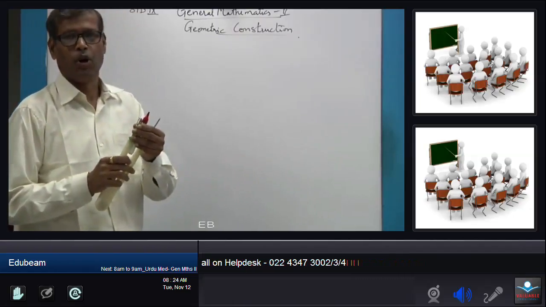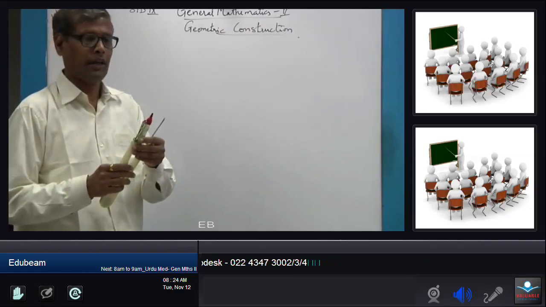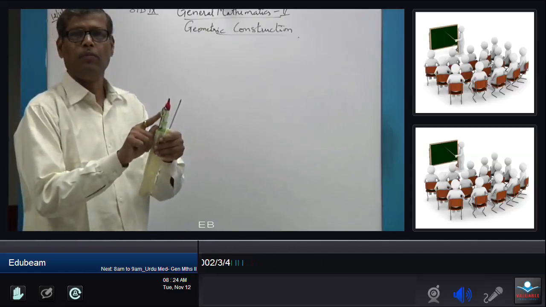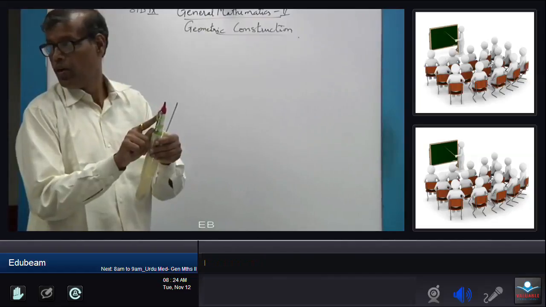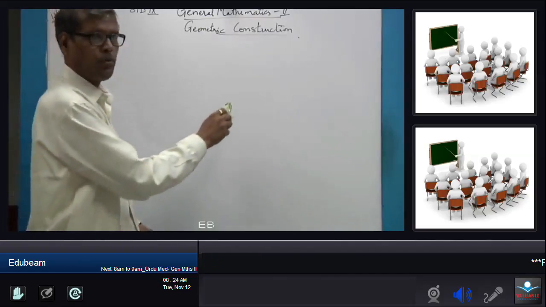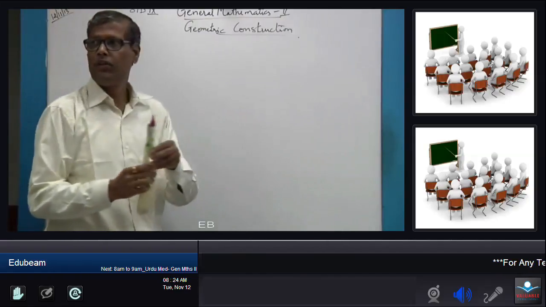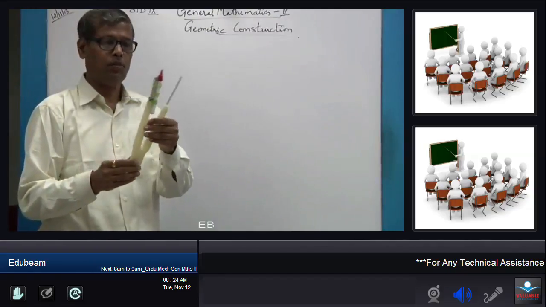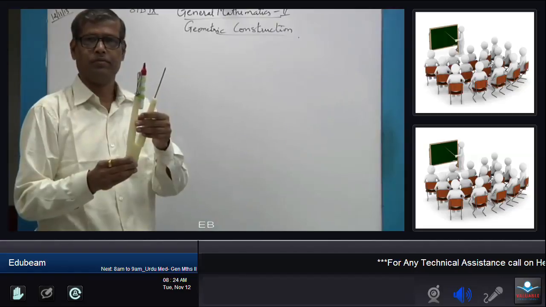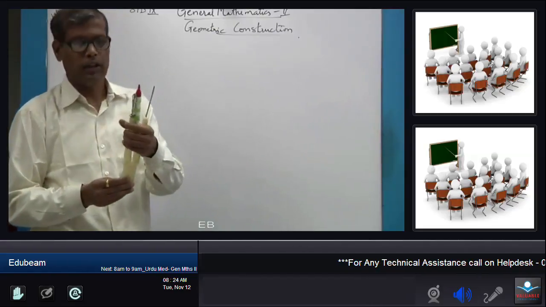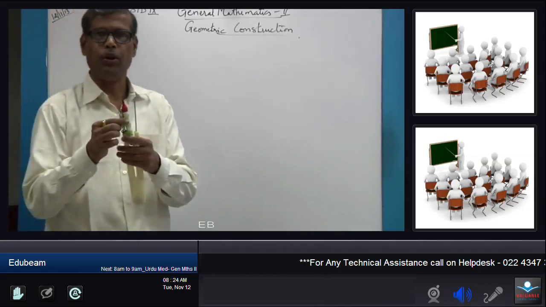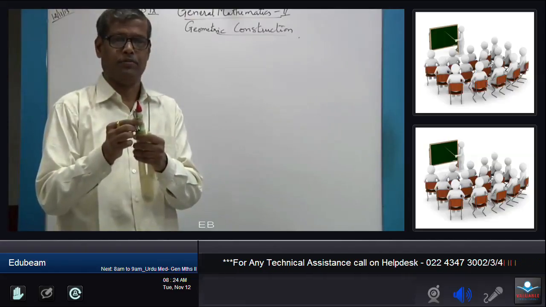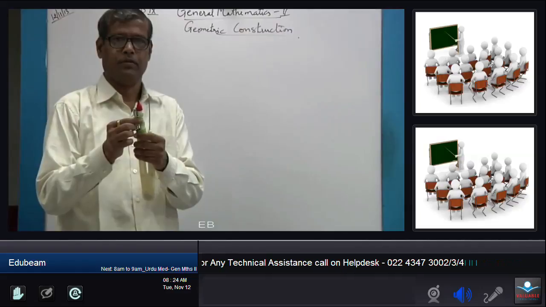The fourth and the fifth instruments we are going to use are the set squares. Basically, set squares are of two kinds. One is the 45, 90, 45 angle set square. One more is there. You have the 30, 60, 90 set square.